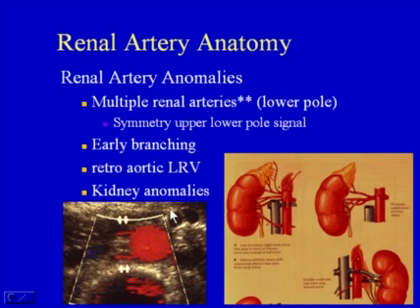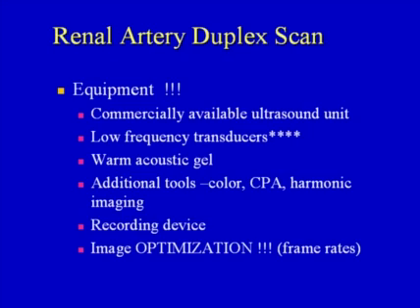Now, if you see kidney anomalies, horseshoe kidneys, pelvic kidneys, these are often associated with variances in the anatomy of the renal arteries. So if one sees an anomaly of the kidney, one should suspect that the renal artery might not be in its normal location.